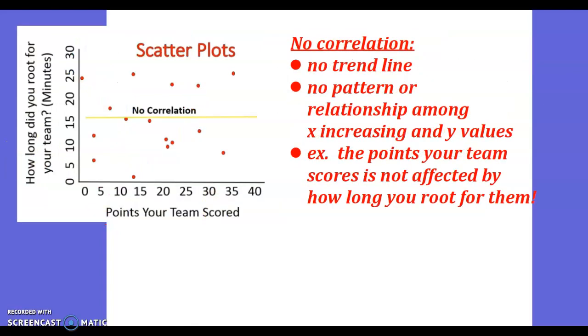The last thing I want to talk to you about is what happens if there is no trend. Notice for this scatter plot, the dots are scattered all around. That is called no correlation, when there really isn't any connection between the two sets of data. This data talks about points a team scored compared to how long you're cheering for them. Does it matter how long you cheer for them to determine how many points your team is going to score? No, they really don't relate at all. The one does not affect the other. So that is called no correlation. There is no pattern, no upward trend or downward trend. The points are just scattered all around.